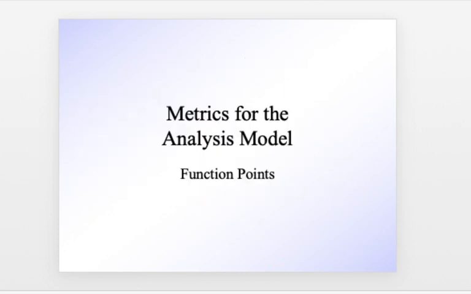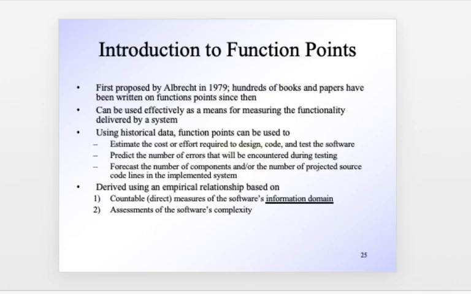We move on to the metrics for the analysis model. We will discuss one such metric, called the function point metric, in a bit more detail. The function point metric was introduced in 1979, and there are hundreds of books and papers written on function points. It uses historical data. Function points are used to estimate the cost, predict the number of errors, and forecast the number of components.